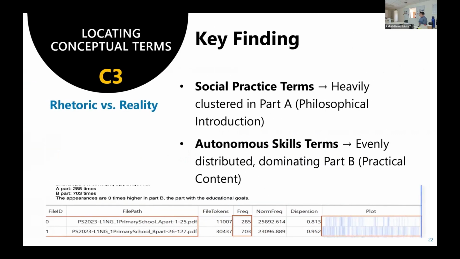And here is the most interesting piece of evidence. Remember part A, the philosophy, and part B, the practice within the curricula. Using the tool AntConc, we visualize the distribution of these terms. And we found that the social practice terms, like critical thinking and discourse, are heavily clustered in part A. They are mostly in the introduction. The autonomous skill terms, on the other hand, grammar and syntax, dominate part B. They are the actual job description. So the curriculum talks progressively in the introduction, but acts traditionally in the syllabus. NLP gives us the opportunity to visualize this rhetoric versus reality gap perfectly.